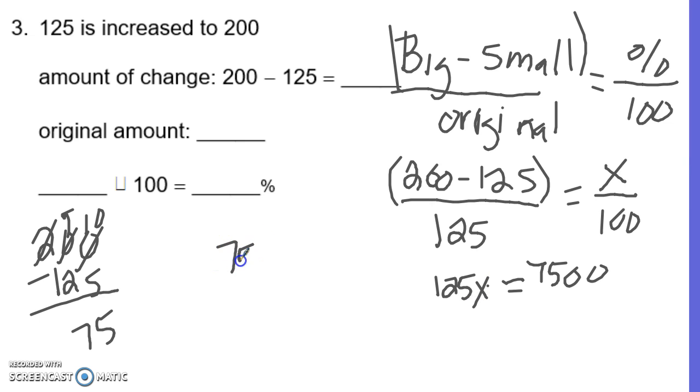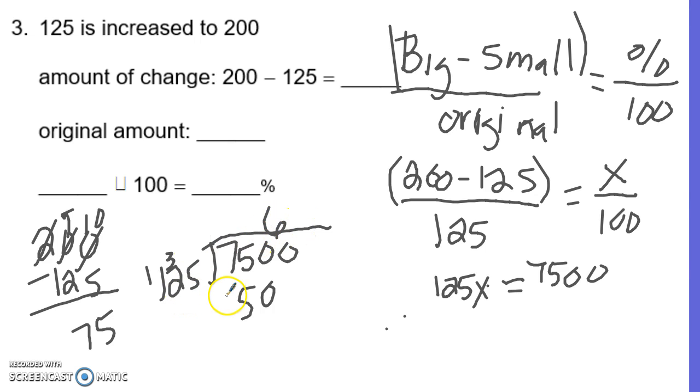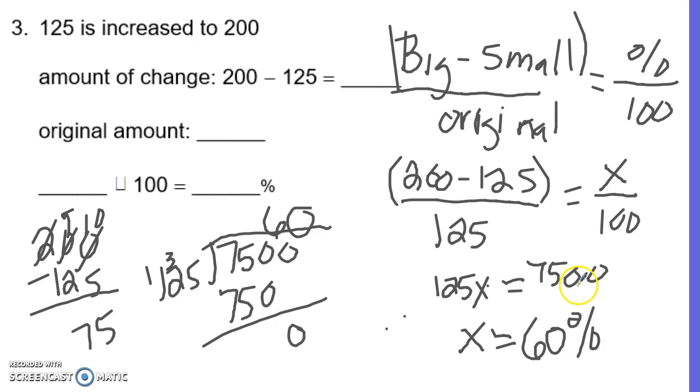So when I do this, I'm going to go in there 6 times. 6 times 5 is 30. 6 times 2 is 12, plus 3 is 15. 6 times 1 is 6, plus 1 is 7. 125 can't go into 0, so I get 60. So the amount of change was 75. The original amount was 125, and we get 60%.